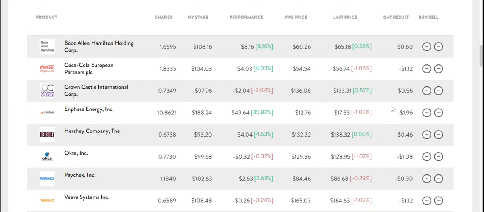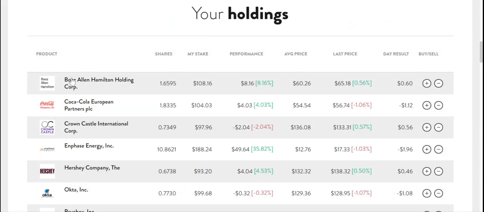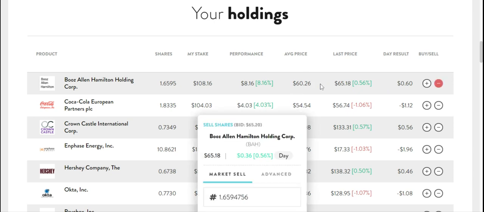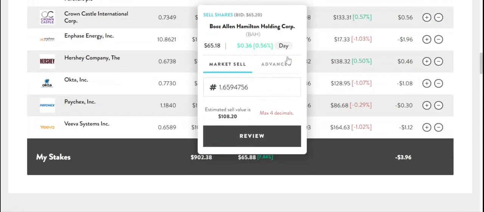It's a little bit tricky how to set that though. So if we went up here and using Booz Allen as that example, and I click on this little minus, and there's lots of different ways to sell them. You can see here that it's saying that the bid, which is what people are prepared to pay for it at the moment, is $65.20. It must have closed at $65.18. I'm guessing that was the last price that it traded at. But at the moment, with the market, there's people prepared to pay $65.20 because I'm after hours at this stage.